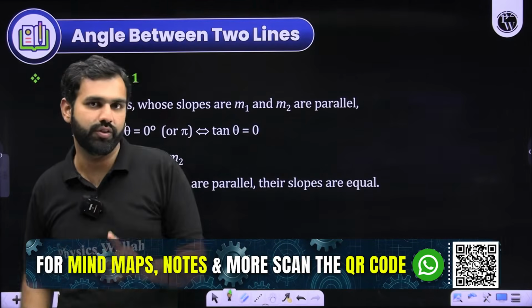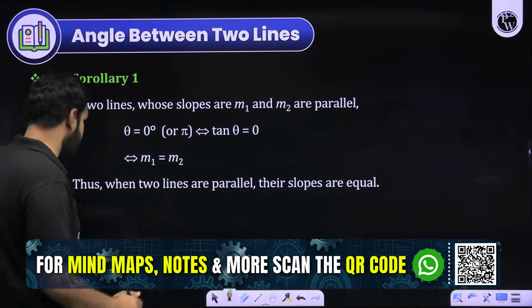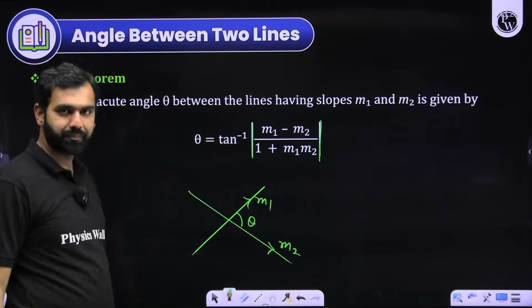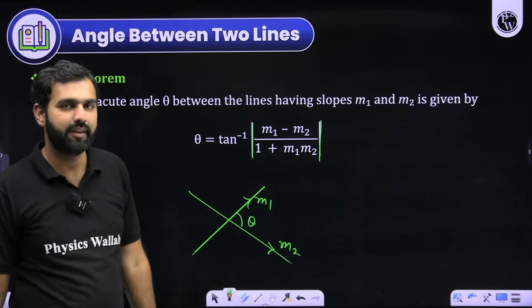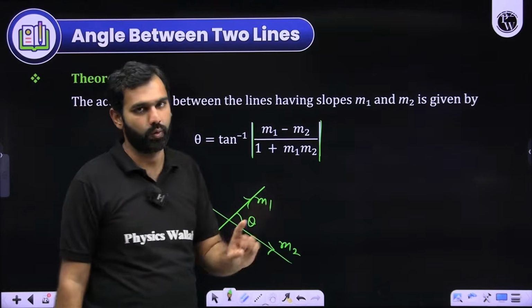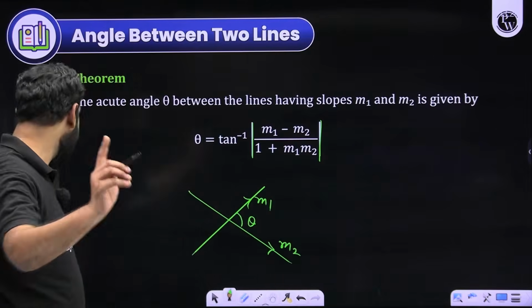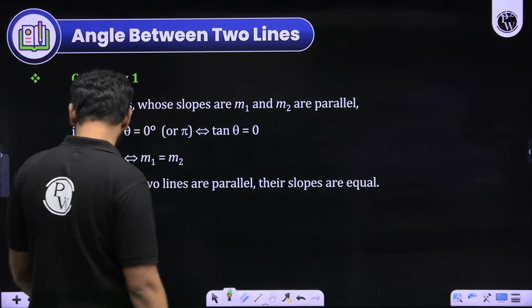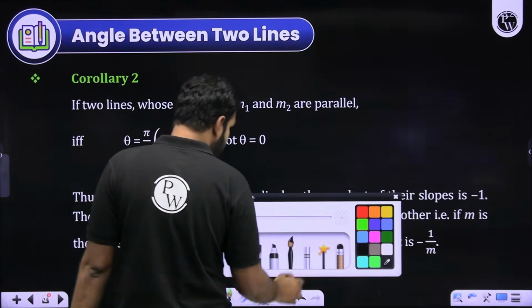What are those conclusions? First conclusion, if two lines are parallel, then tan theta will be 0 because they don't have any angle between them. They are parallel, which means the numerator will be 0, which means m1 will be equal to m2, as we have already discussed.